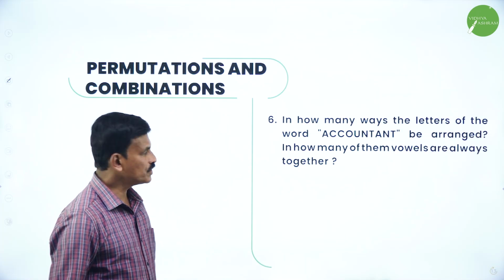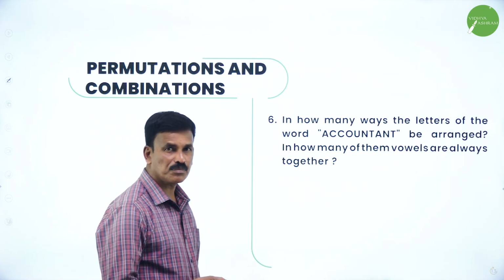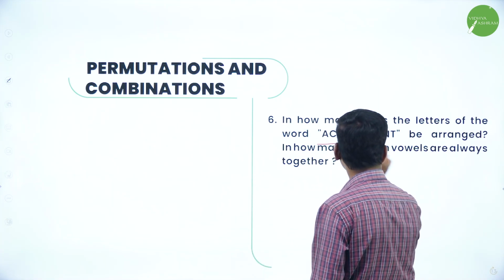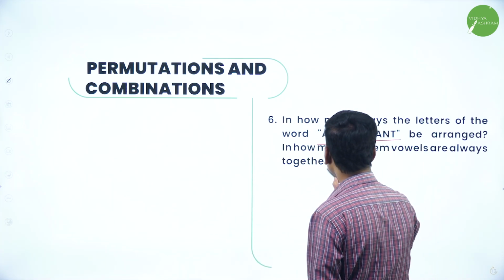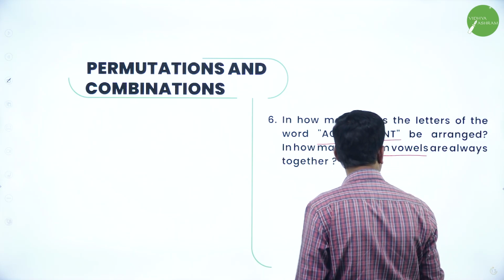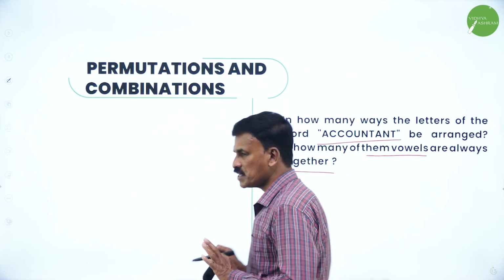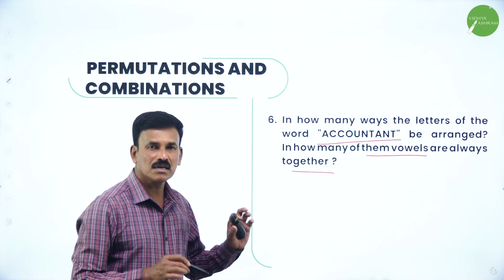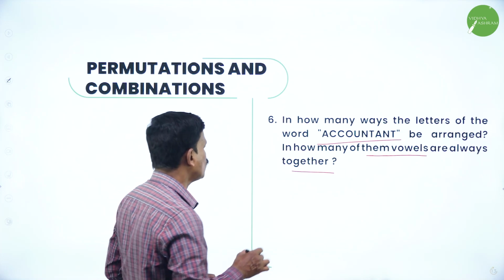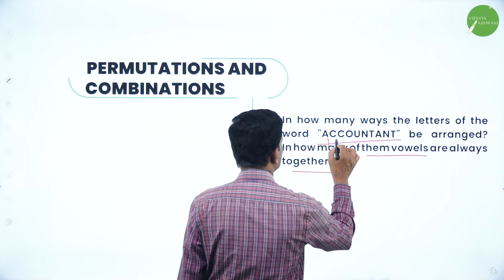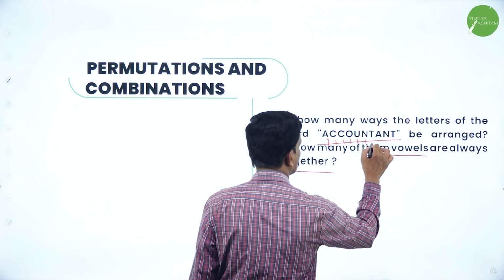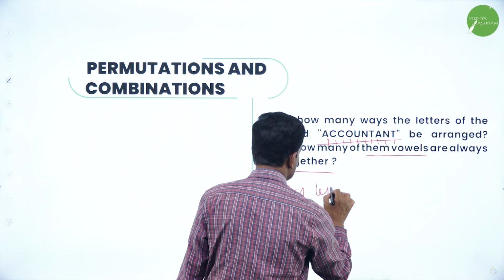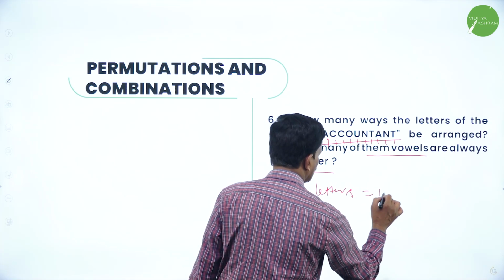Now, move on to the next problem. A similar type as that of the previous one. In how many ways can the letters of the word accountant be arranged? In how many of them are vowels always together? So, first find out the total arrangement of the letters of the word accountant. How many letters are there? 1, 2, 3, 4, 5, 6, 7, 8, 9, 10. Total letters are 10.